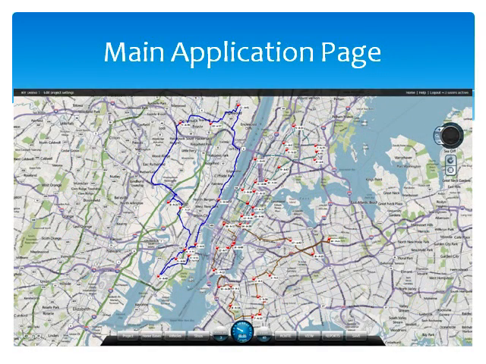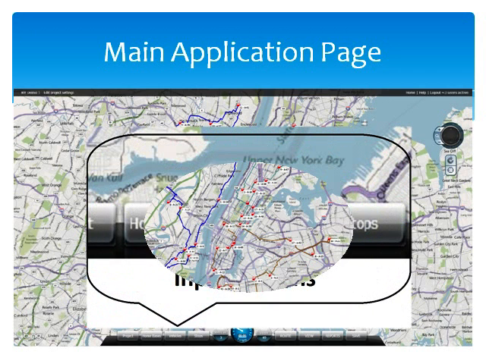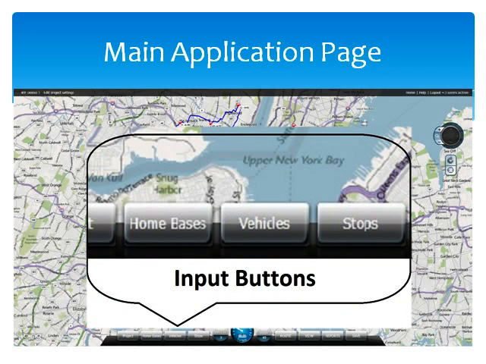Let's take a look at the application. This is the main application page. On the bottom, there's a dashboard that will allow you to control C2RouteApp. On the left side of the dashboard, you will see buttons that control inputs. This is where you'll find the buttons for home bases, vehicles, and stops.